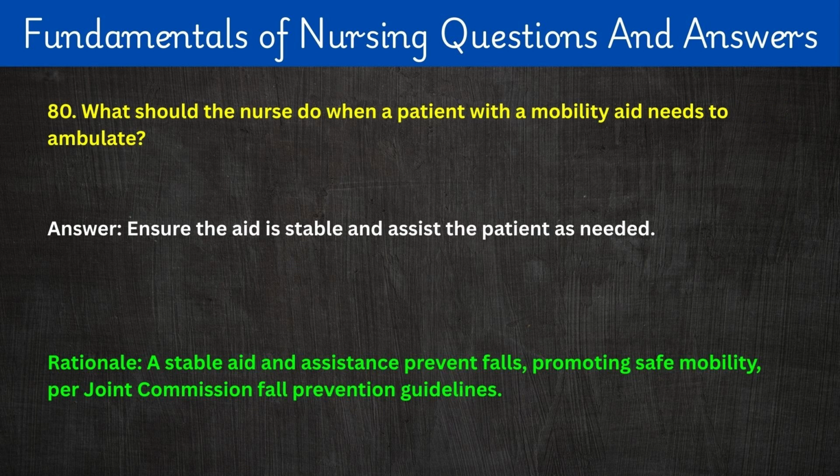80. What should the nurse do when a patient with a mobility aid needs to ambulate? Answer: ensure the aid is stable and assist the patient as needed. Rationale: a stable aid and assistance prevent falls, promoting safe mobility per Joint Commission fall prevention guidelines.